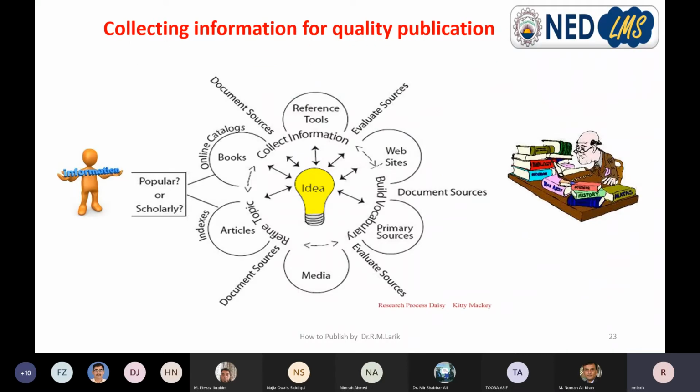Now, collecting information for quality publication is obviously very, very important. When you collect information, your source of information must be reliable, right? There may be PDFs in the shape of books, articles, or some videos, and the primary sources, the media. So you can use all these sources to converge your idea, right?